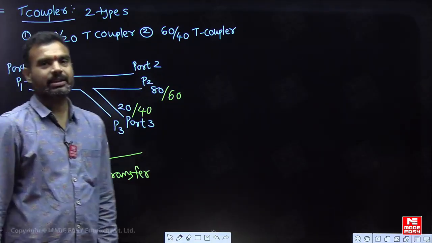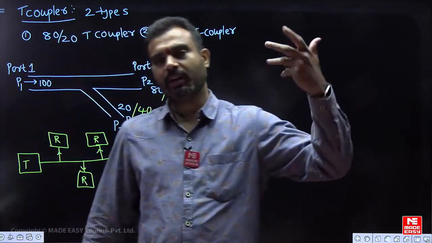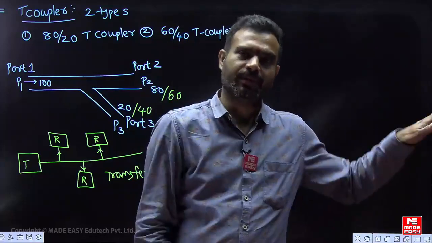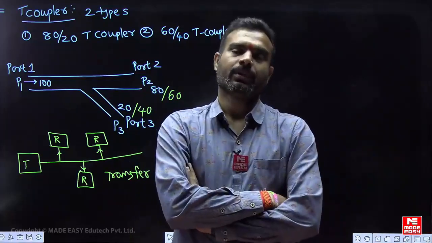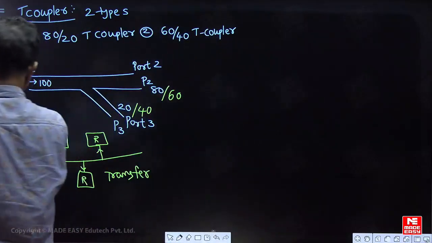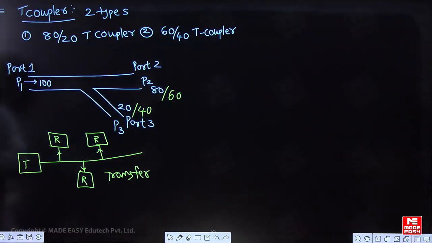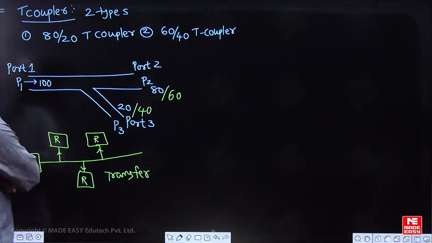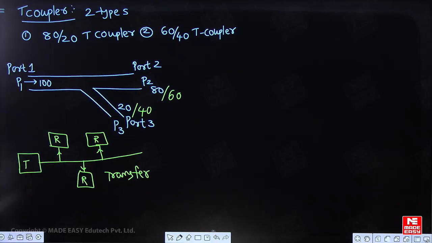But it is not like the case in our star coupler. In star coupler, you can send that information from the output side also, you get it from the input side also. But here it is only one side. One side in the sense means that in the forward direction only, it will transfer. That is the difference you find between your star coupler and T coupler.